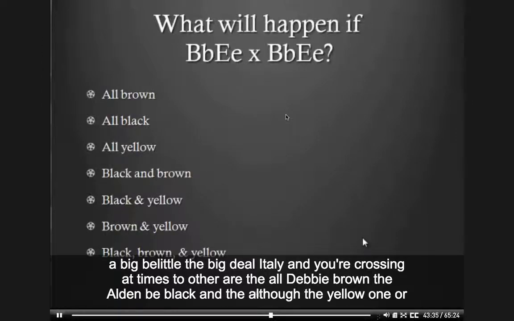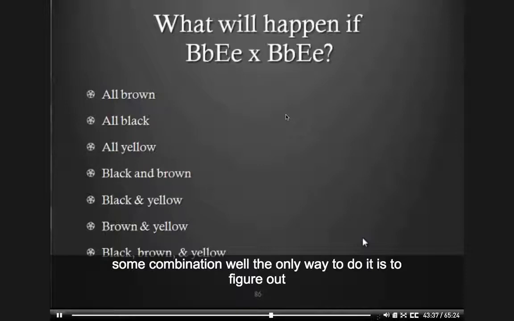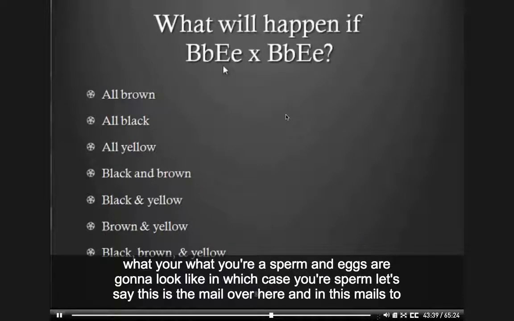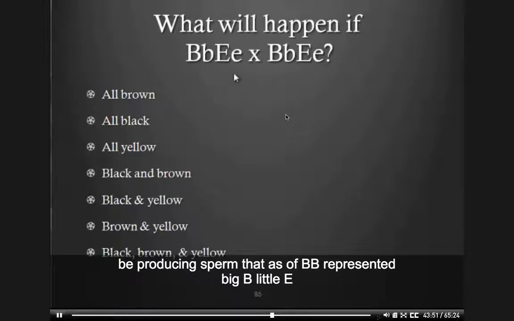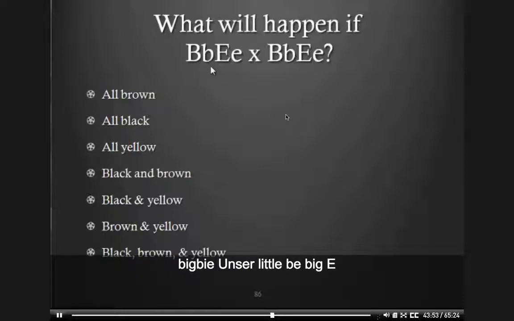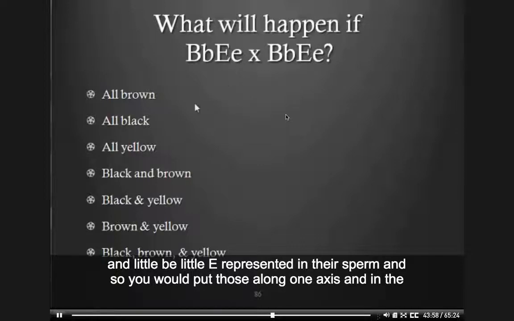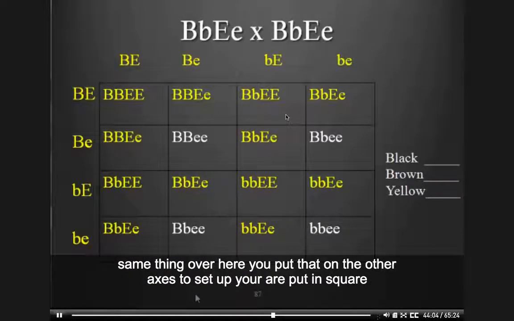What, or some combination? Well, the only way to do it is to figure out what your sperm and eggs are going to look like, in which case, let's say this is the male over here. This male is going to be producing sperm that has big B, big E represented, big B, little e, little b, big E, and little b, little e represented in their sperm. And so you would put those along one axis, and then the same thing over here, you'd put on the other axis to set up your Punnett square.